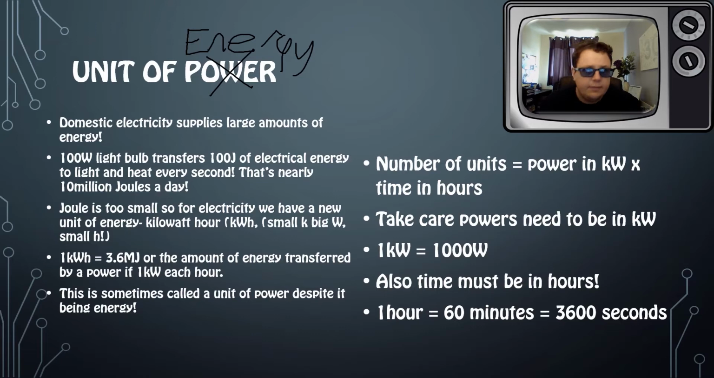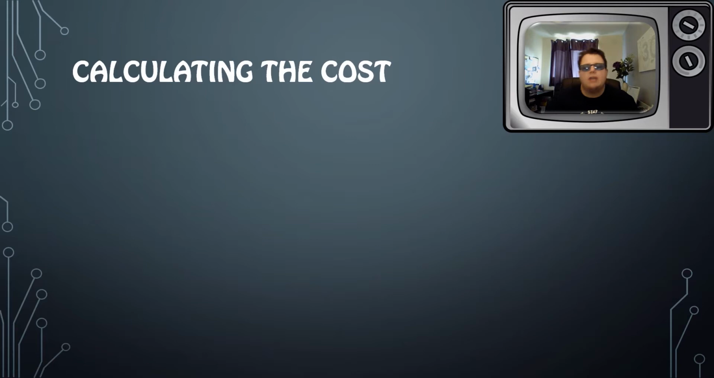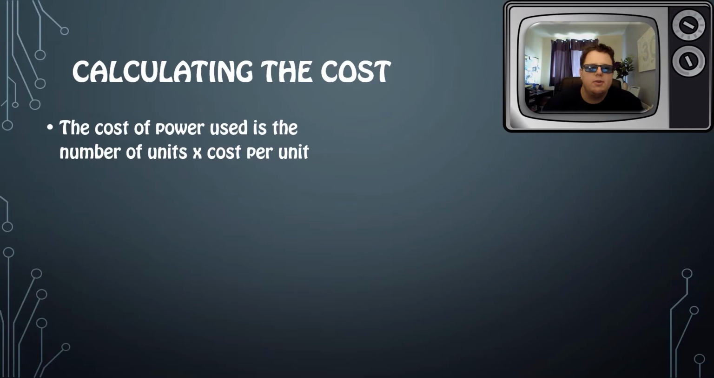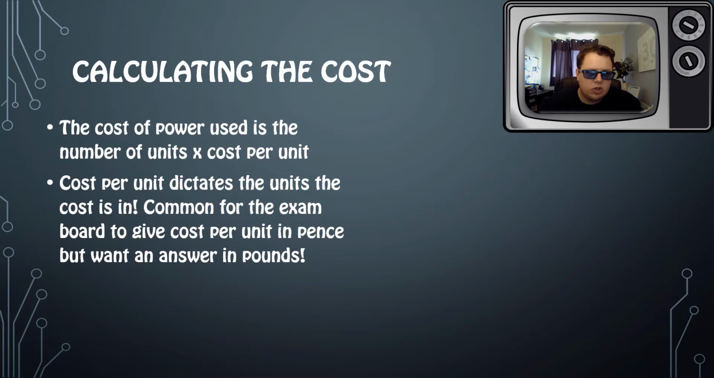Okay, so calculating the cost. Hopefully, from the previous slide, you know how to calculate the number of units. Now I want to talk about calculating the cost. So the cost is going to be the number of units times the cost per unit. Now, the cost per unit dictates the unit the cost is in.